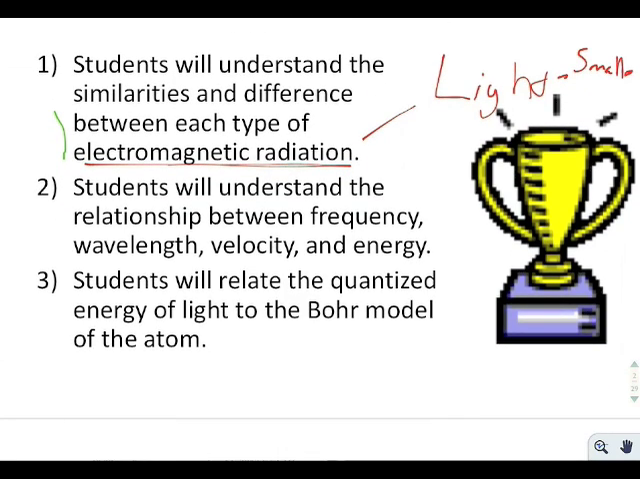You're supposed to understand the relationship between frequency, wavelength, velocity, and energy. Okay, there's a relationship between all of these variables that we're talking about, with frequency being signified as an f, energy being signified as a capital E, velocity being signified with a lowercase v or sometimes a c, since we're talking about light and light's constant, and wavelength being signified with a Greek letter lambda. And then you're also going to be able to relate the quantized model of light with the Bohr model of the atom.